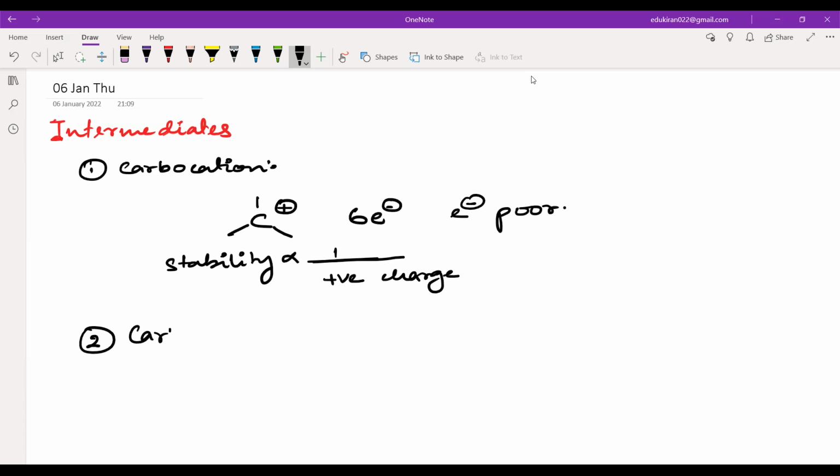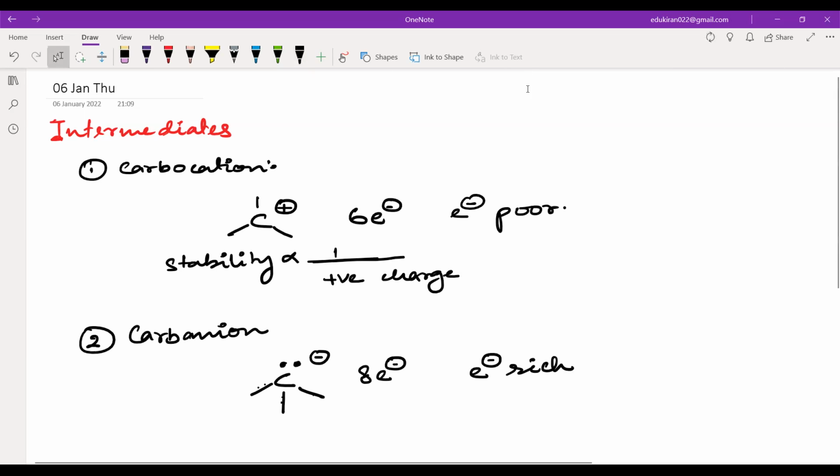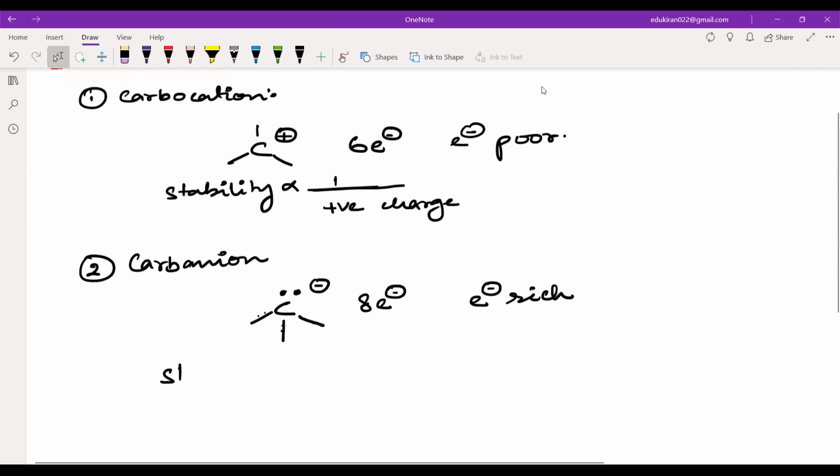Secondly, we have carbanion. This also has 3 bonds, but there is one lone pair here. That is why this has a negative charge. And this has how many electrons? This has, tell me, 1, 2, 3, 4, 5, 6, 7, 8 electrons, right? 8 electrons. This is electron rich. Okay, electron rich. And the stability of carbanion.